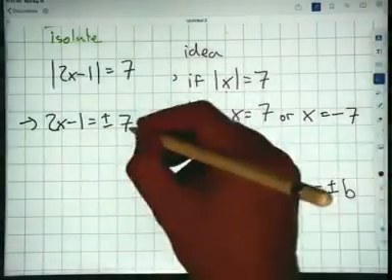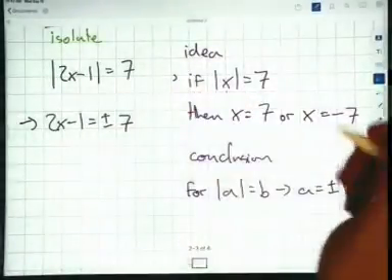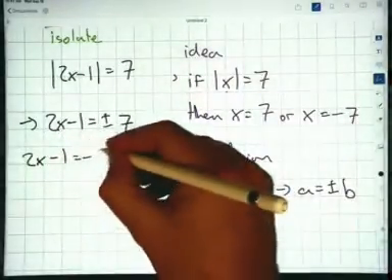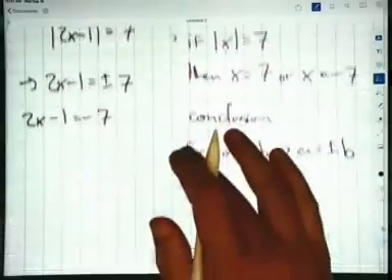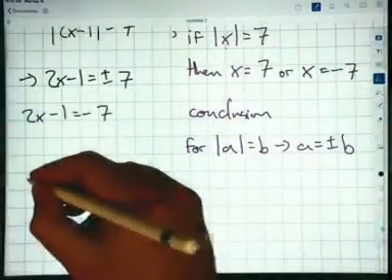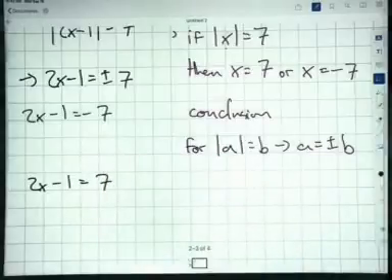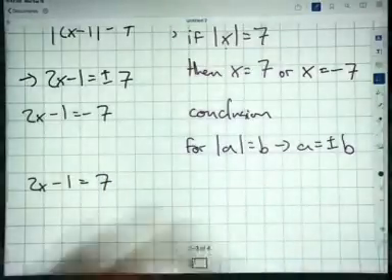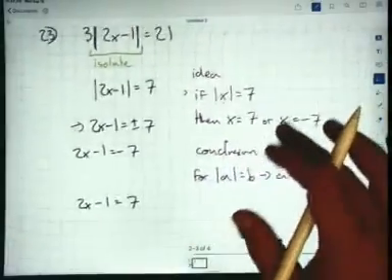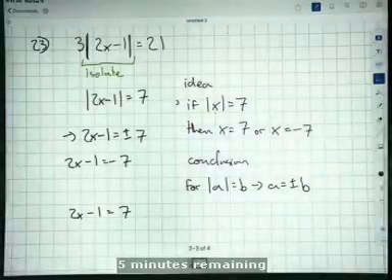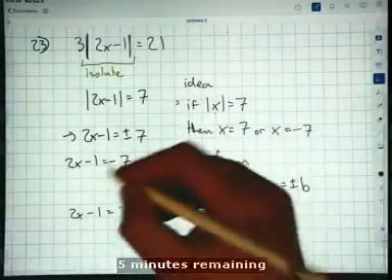This is two equations. The first equation is 2x minus 1 equals -7. The second equation is 2x minus 1 equals +7. Alright, does that make sense so far? Yes? Okay. Then I would just go through and solve.